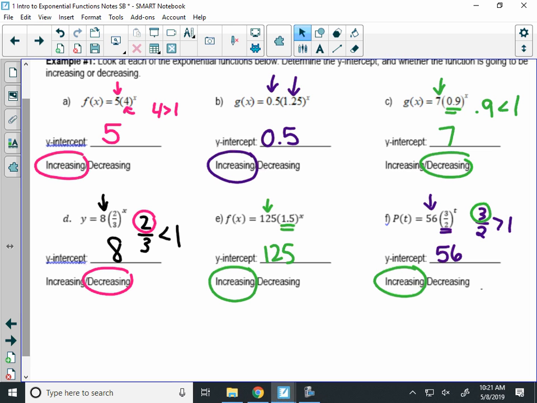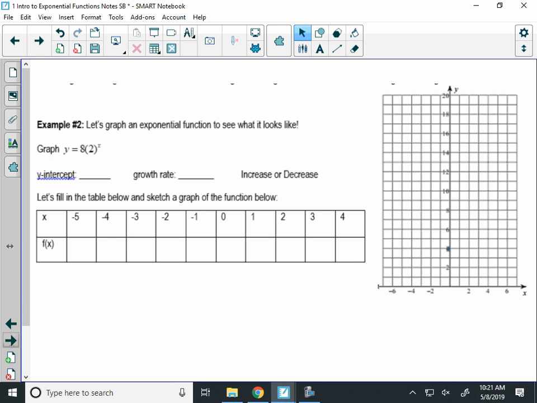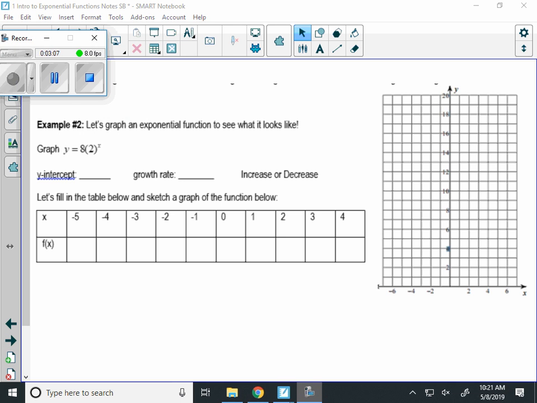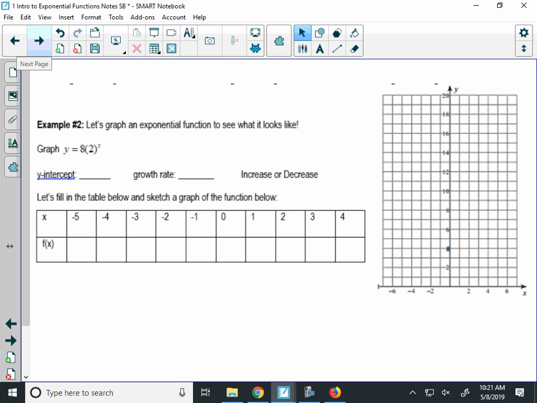All right, let's talk about graphing exponential functions. So you're going to need Desmos. Okay, so you can use your graphing calculator, but I'm going to use Desmos here. We're going to look at an exponential and see what it looks like. So let's graph in Desmos y equals 8 times 2 to the x.